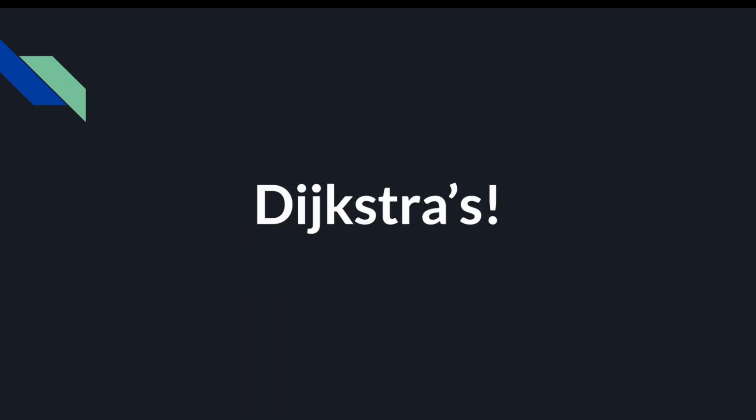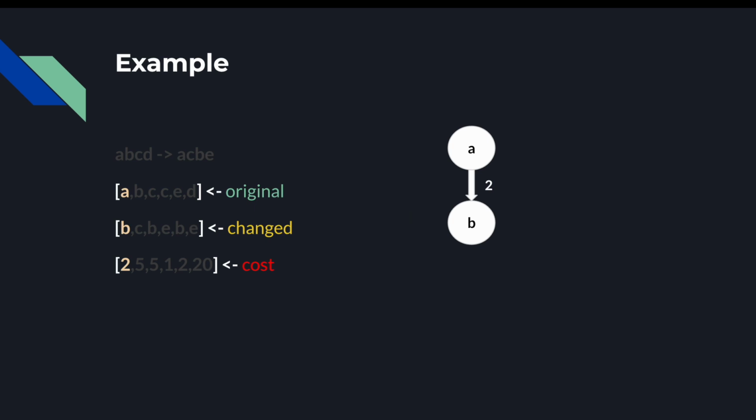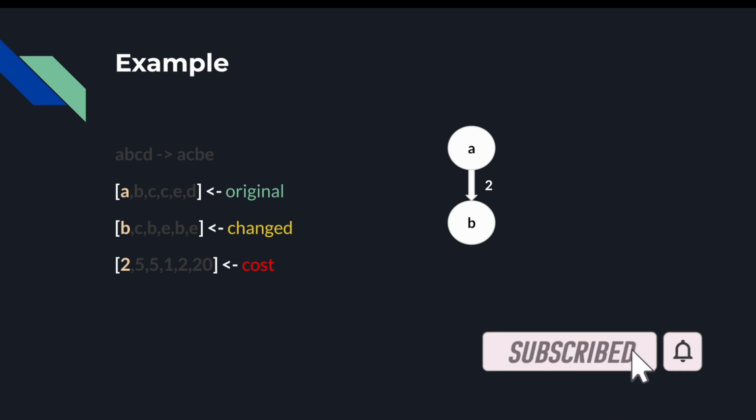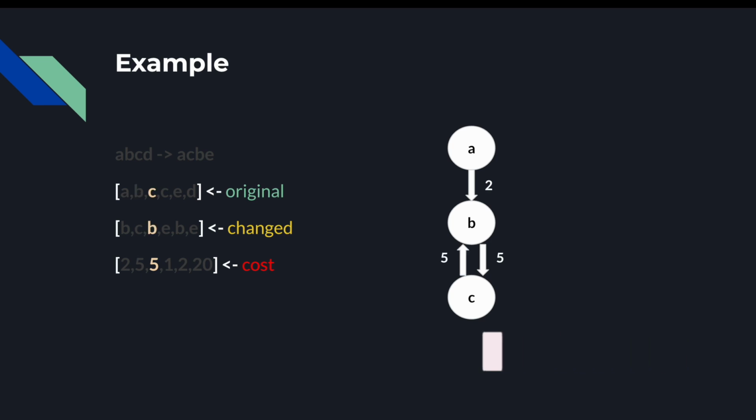You can imagine that all our letters are nodes in a graph, and there are directed edges between them with weights described by the cost array. In this example, we would draw a directed edge from A to B with weight 2, then B to C with weight 5, C back to B with weight 5, and so on. And then when we iterate through our source word, every time we find a letter source of I that differs from target of I, we run Dijkstra's algorithm on the graph, searching for the minimum path from source I to target I. Okay, so assuming you've got this down pat, this problem really just boils down to implementation.